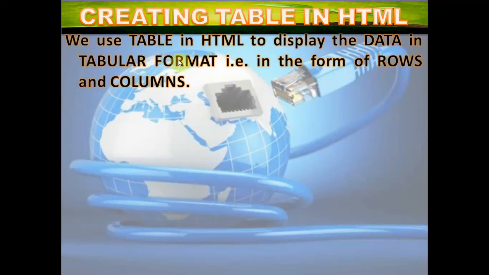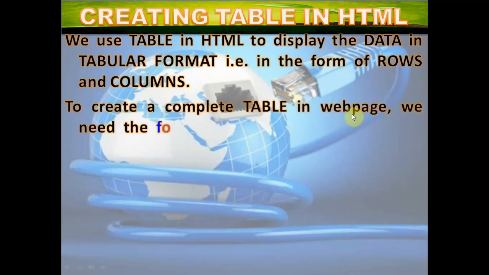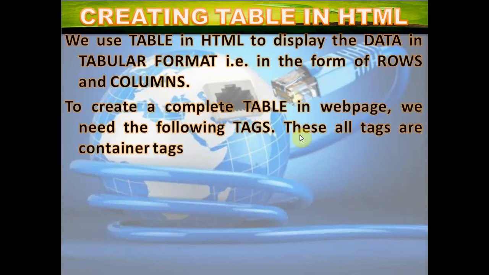Sometimes we need to display our data in the form of rows and columns. Then we use the table tag, because sometimes we need to publish our result. Sometimes we do other things on the website. Then we have to create a table, and a table is made up of two things, rows and columns. To create a complete table in a web page, we need the following tags, and all these tags are container tags. If you want to create a table in an HTML document, then we do not need a single tag, that is the table tag.